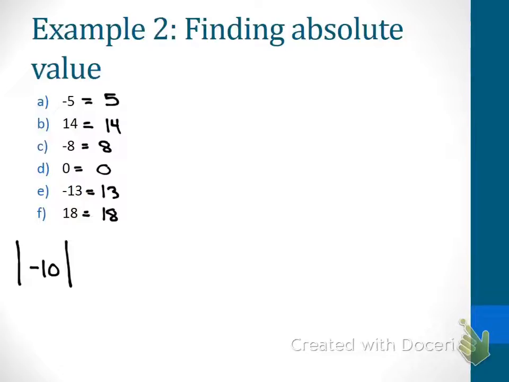The absolute value of negative 10 is what? It's 10. We'll expand more on that in just a minute, but for now I want you to learn the absolute value bars, which tell me to take the absolute value. All right, now let's look at example 3, finding opposites.